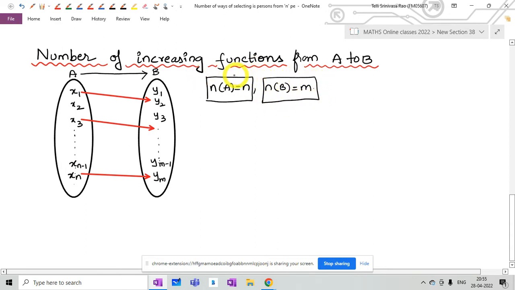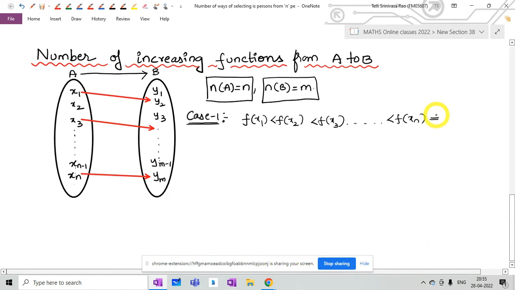So we have to do mapping in such a way that it forms an increasing function. Let's try to understand what an increasing function means. The more the x value, the more the y value has to be. If these numbers are arranged in increasing order, then f of x1 should be less than f of x2, less than f of x3, and so on up to less than f of xn. So this is an increasing function because the more the x value, the more the y value. So this is one case.